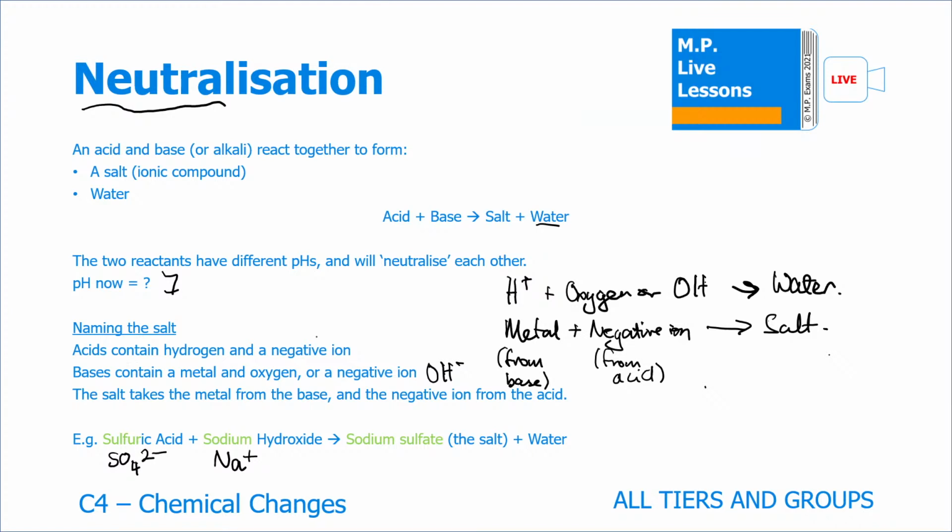And to name the salt, you put the two together, and what you do is you swap the numbers around. What you get is the 2 here on the left, and the 1 on the right. So we have 2 sodium ions, or 2 sodium atoms, and then just 1 sulfate ion.